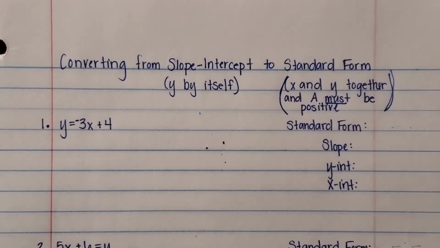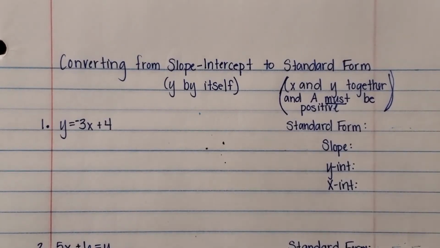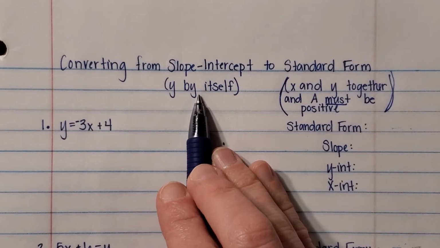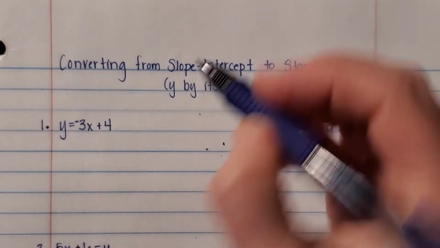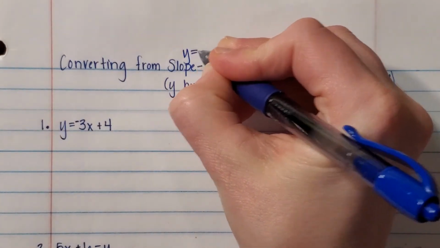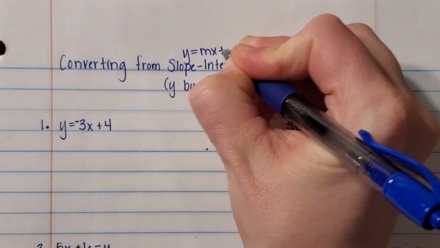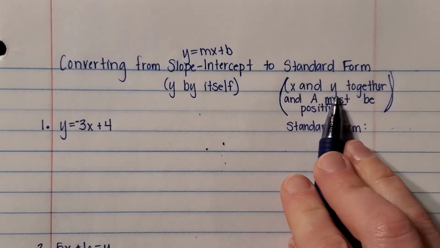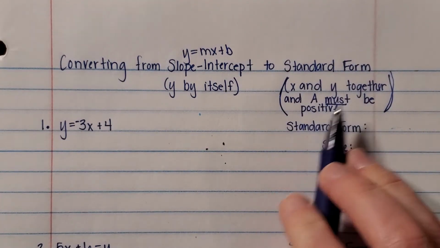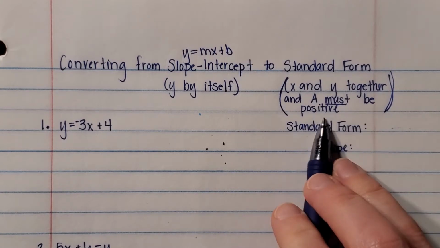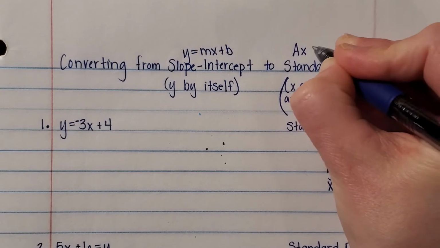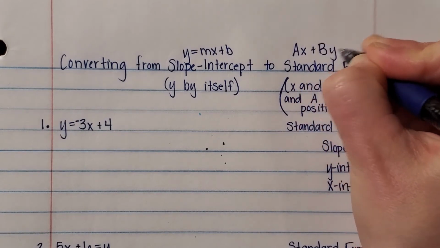All right, everyone, now we're going to do the opposite of what we did on Monday and Tuesday, and we're going to convert from slope-intercept form, which is where y is by itself, and it's written in the equation y equals mx plus b, to standard form, where x and y are together. And today you'll learn that a has to be positive in our equation. Ax plus by equals c.